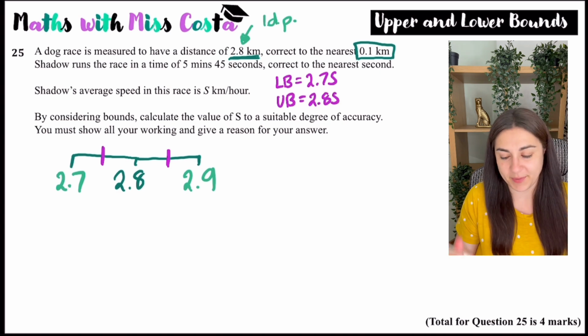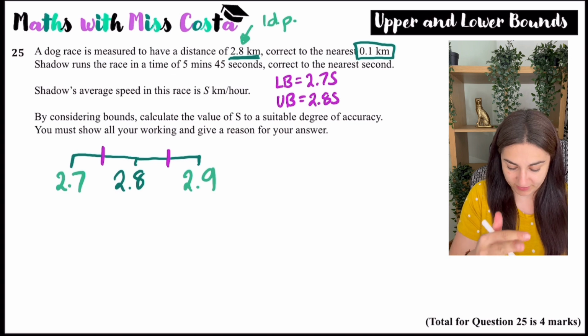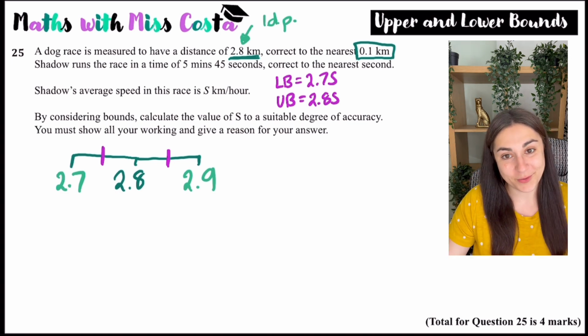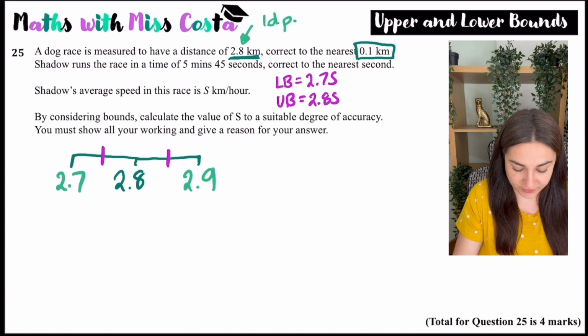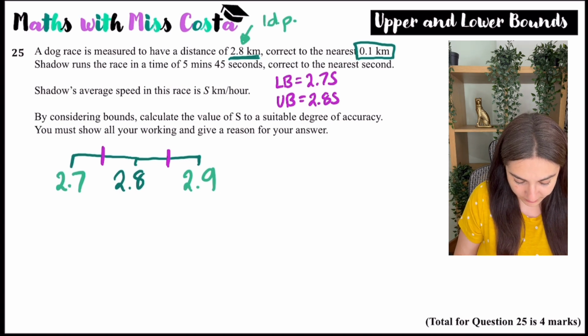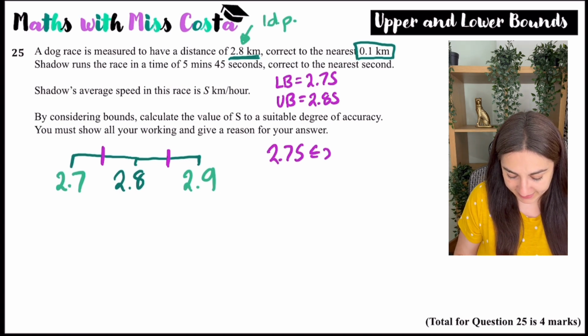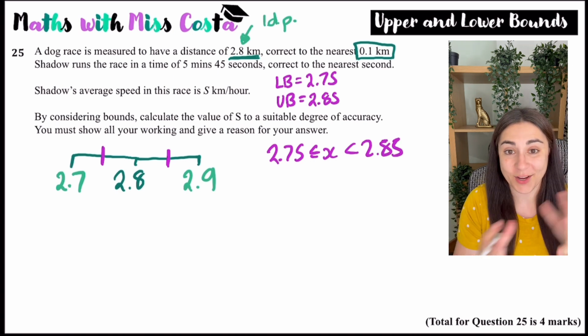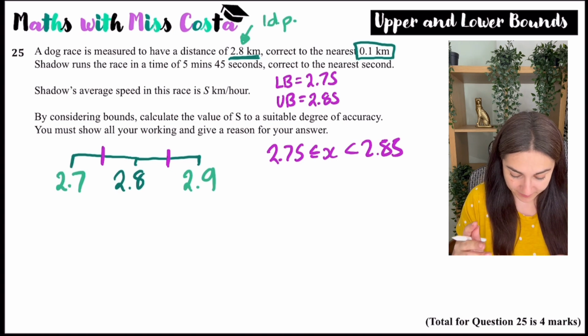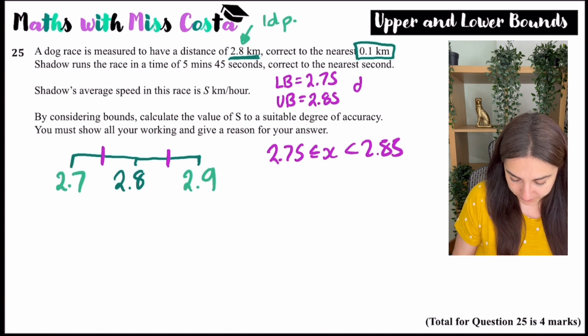Now there's a lot of debate, and personally I think it should be 2.849 recurring, but just for simplicity, we acknowledge that if it was an error interval, it would be 2.75 is less than or equal to x, which is less than 2.85. But just so that, for whatever reason, we just say with bounds, essentially it's the midpoint. So that's the upper bound for the distance.